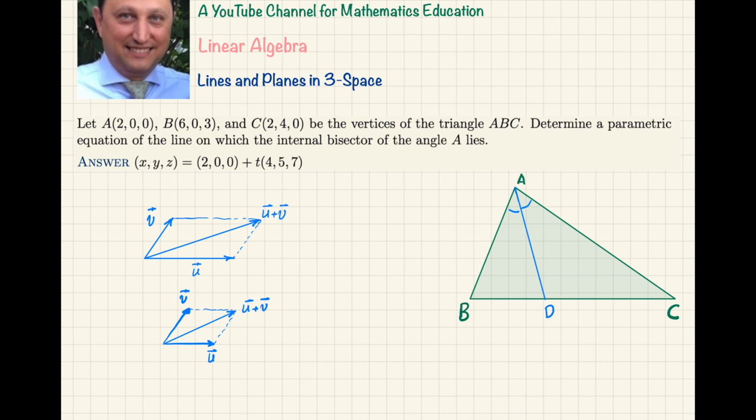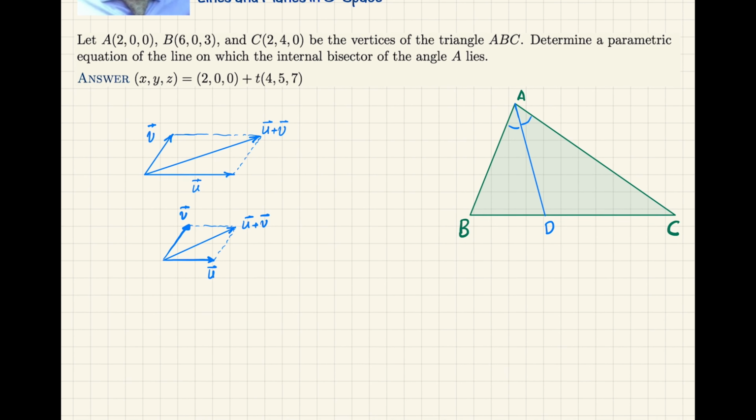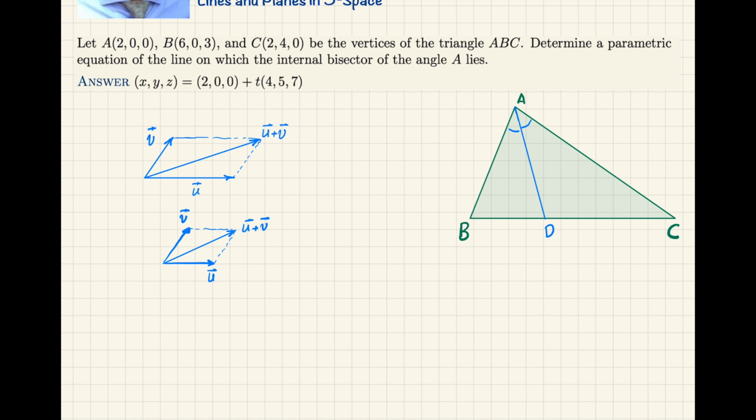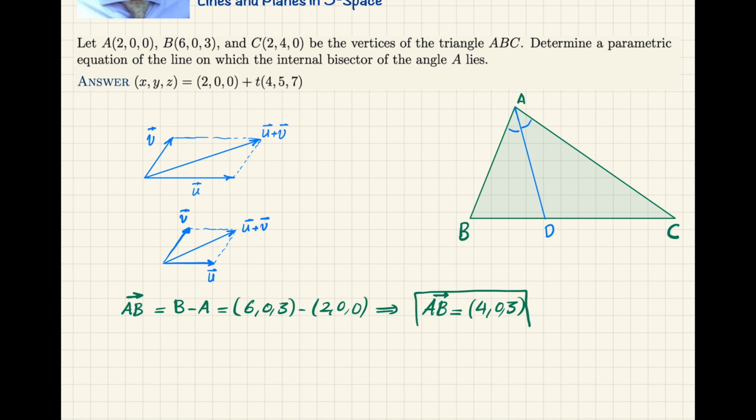But how can I find the unit vector on AB? This is a standard in linear algebra, yes? So first, I determine vector AB by, for example, B minus A here. B is 6, 0, and 3, minus A, which is 2, 0, and 0. So this gives me that vector AB is equal to 4, 0, and 3. This is my vector AB, yes?